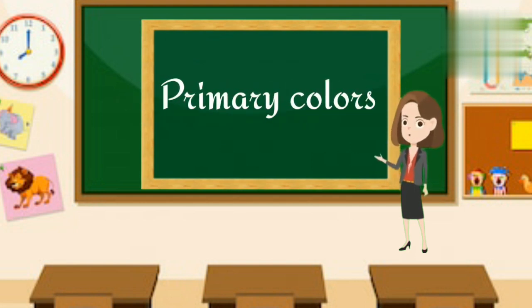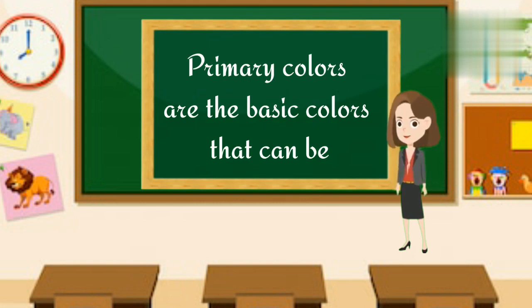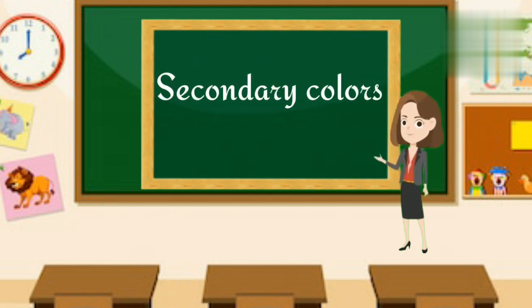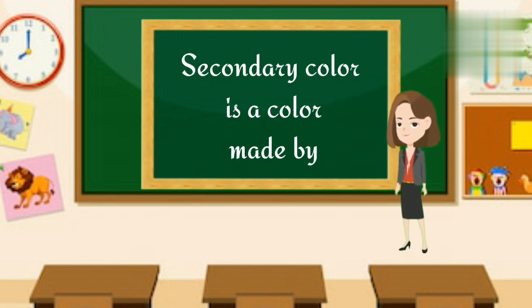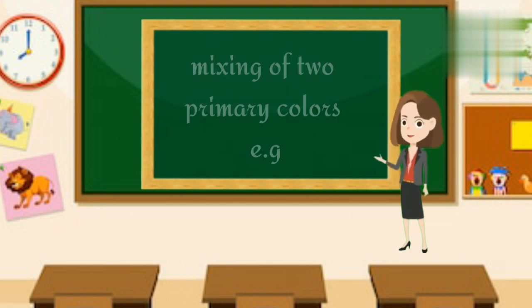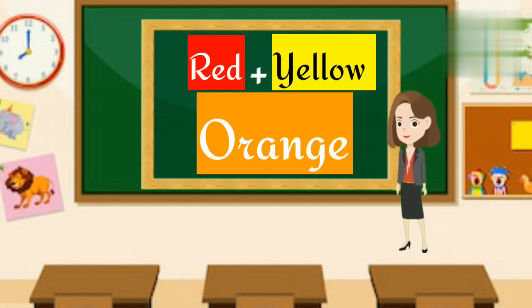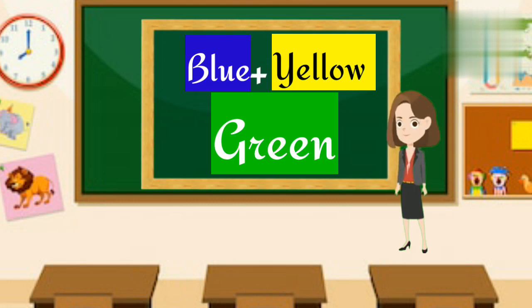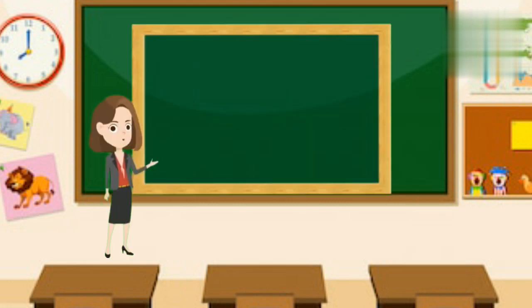Primary colors are the basic colors that can be mixed together to produce other colors. While a secondary color is a color made by mixing two primary colors. For example, red plus yellow becomes orange. Red and blue becomes purple. And blue plus yellow becomes green.